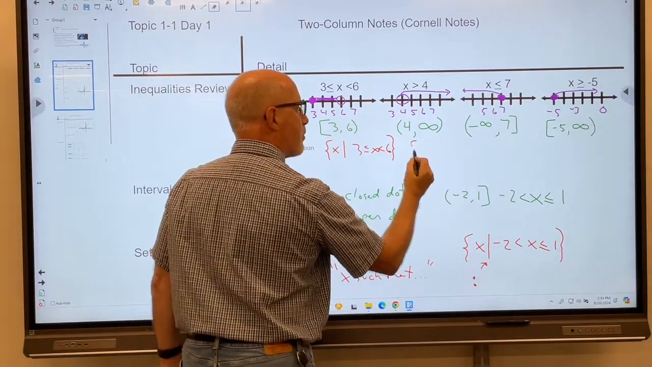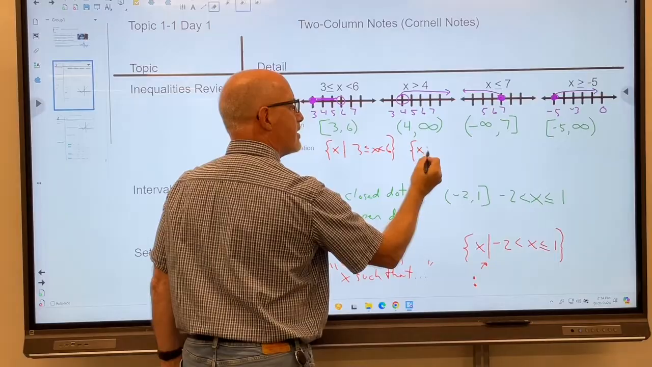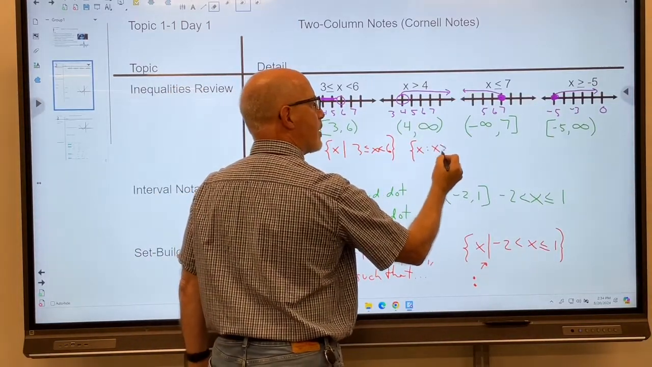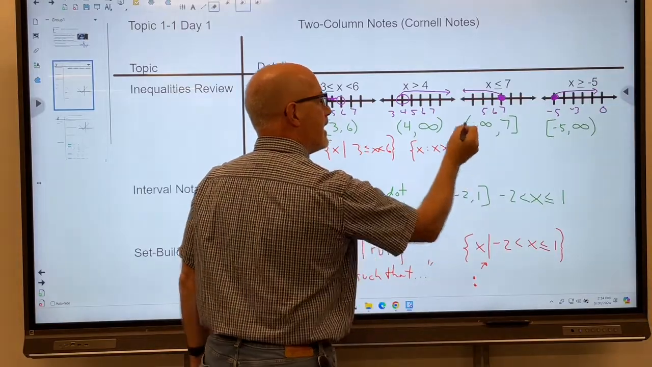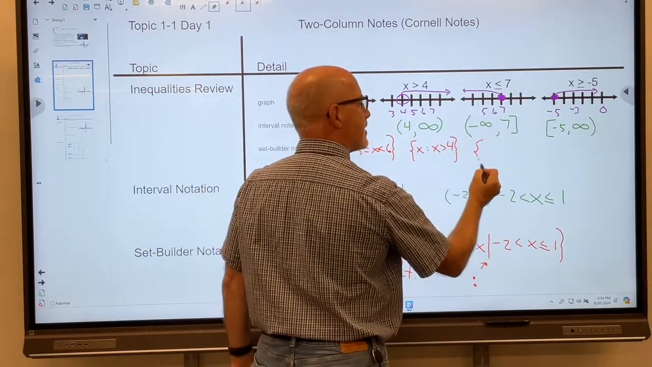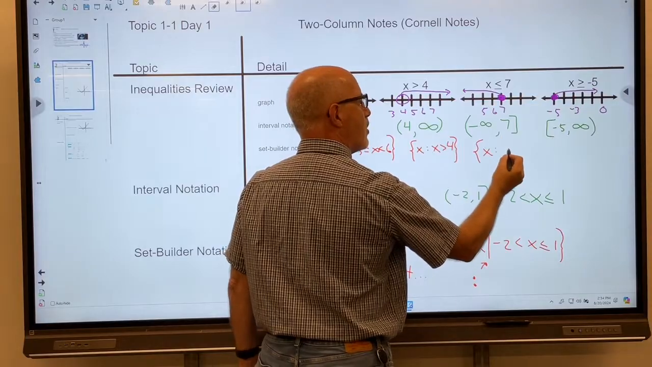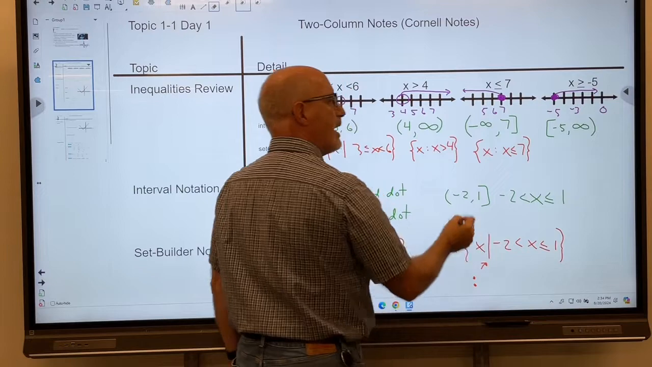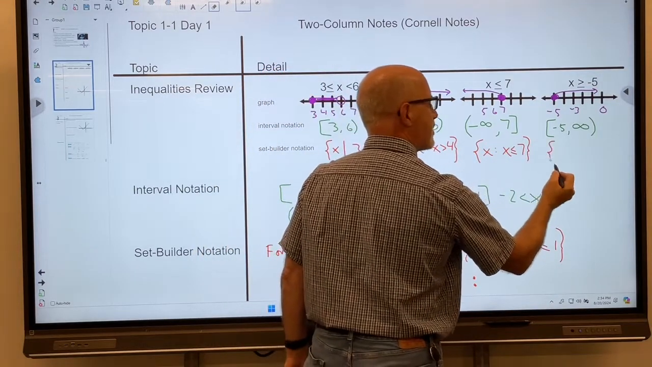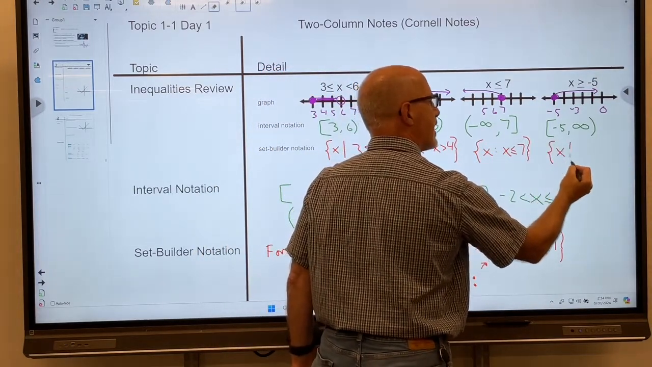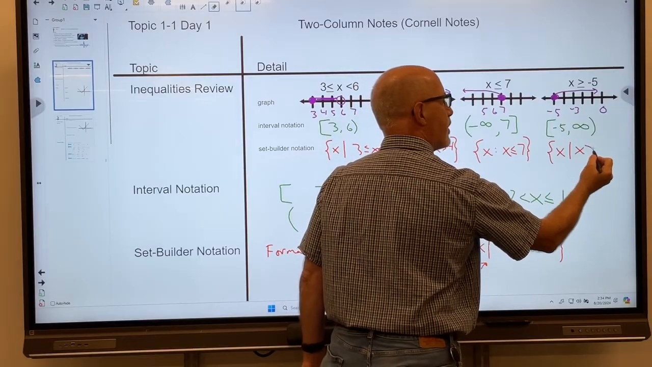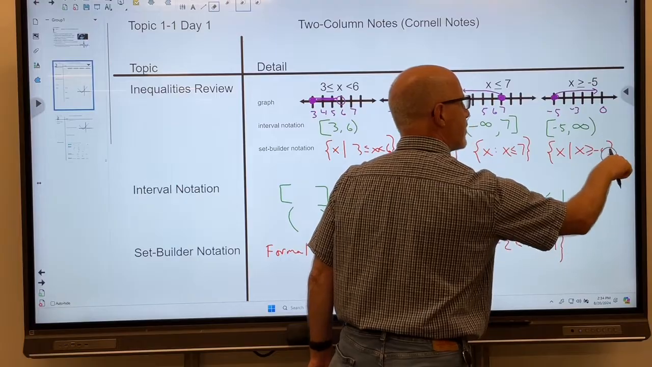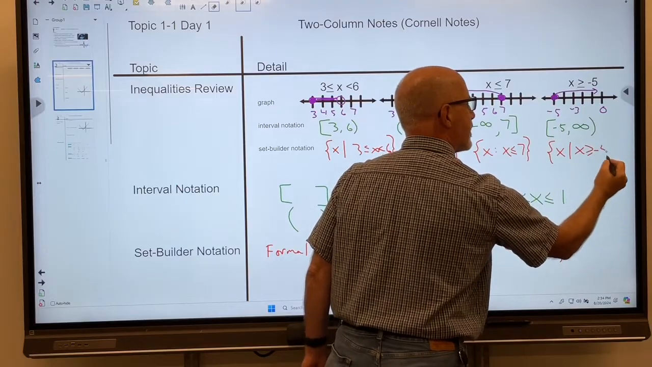This one, just put the brace, and I'm going to use the colon this time just to emphasize that, and then put your rule down, X is greater than 4. This one here, just put X such that, I'm going to use the colon again, X is less than or equal to 7. And then lastly, I'll use the slash for this one, X such that X is greater than or equal to -5 for the interval notation, or the set builder notation.